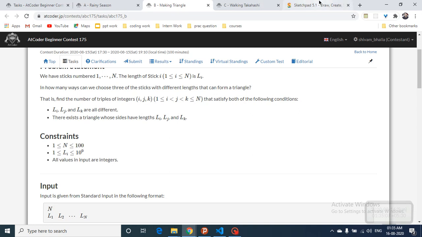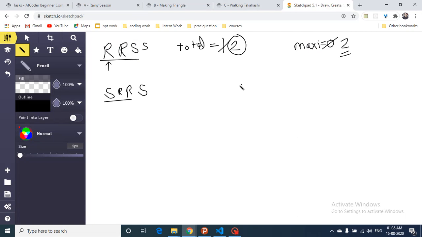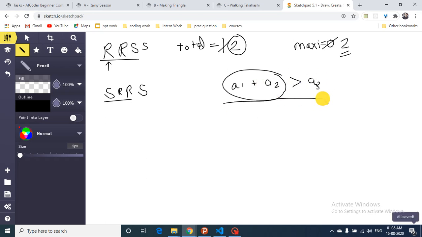So to form a triangle, the basic condition is if the lengths of a triangle are a1, a2, a3, then the summation of the 2 smaller lengths. So let's assume that the triangle is formed with these lengths a1, a2, a3, and a1, a2 are the smaller lengths compared to a3. Then the summation of a1, a2 should be strictly greater than a3. That's the condition to form a triangle.